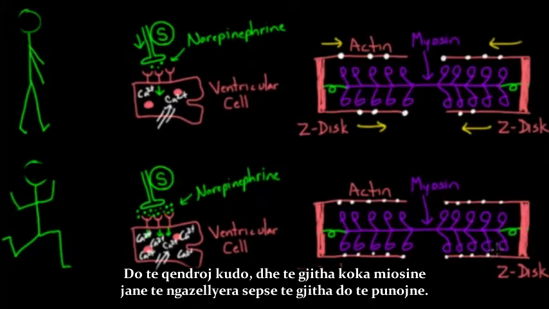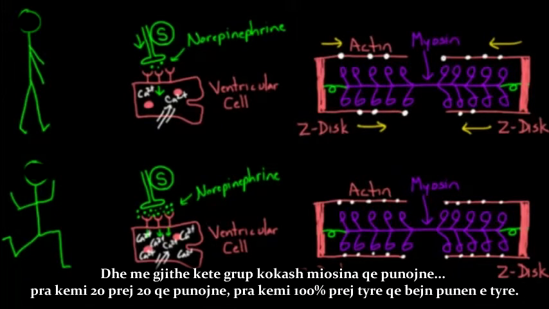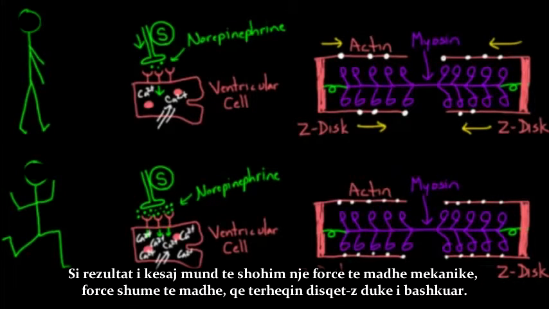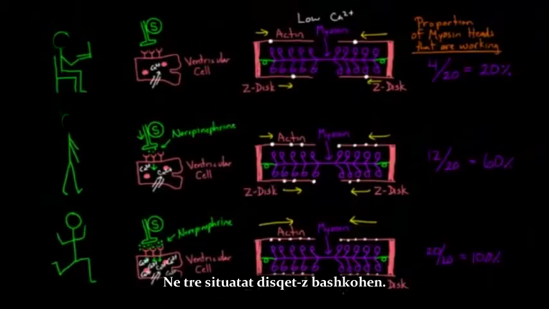And with this full set of myosin heads working, you have 20 out of 20 working. You have 100% of them doing their job. And as a result, you can see that now you're going to have a huge mechanical force, enormous forces, yanking those Z disks closer together. So in all three situations, you do get the Z disks coming together.